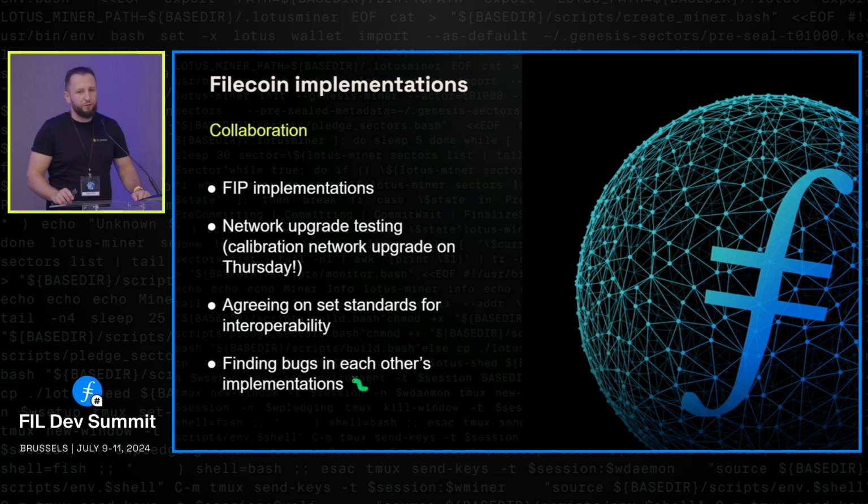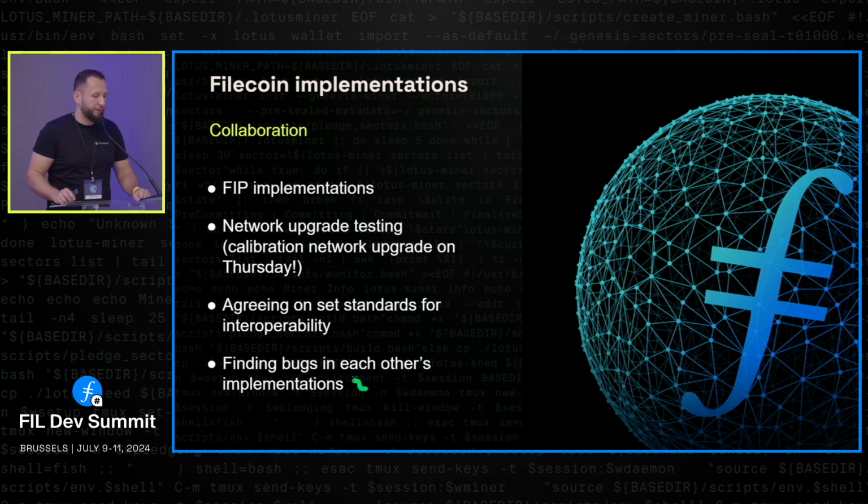And we need to collaborate with each other based on those network upgrades. We need to schedule them. We need to decide what we are able to actually implement in a given timeline. We need to test those upgrades, and in 2 days there will be a calibration network upgrade, so adding quite a bit of new things.